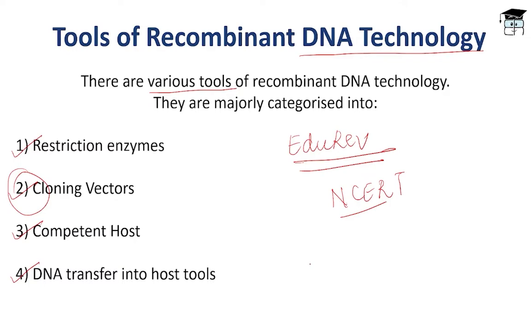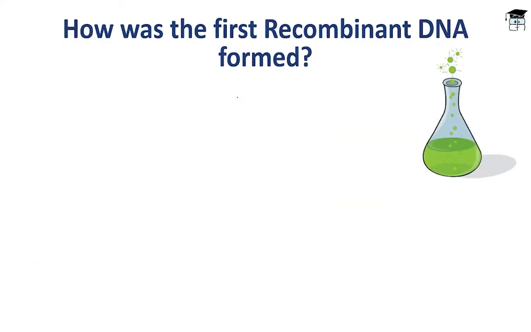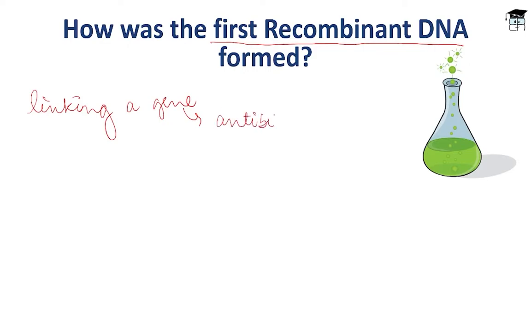Clear? Okay, before discussing these tools in detail, let us first look at an experiment concerning how was the first recombinant DNA formed. Okay, now we're going to see an experiment. It is going to be very interesting. Now, the construction of the first recombinant DNA emerged from the possibility of linking a gene that encoded, means that had a code that worked for, antibiotic resistance.